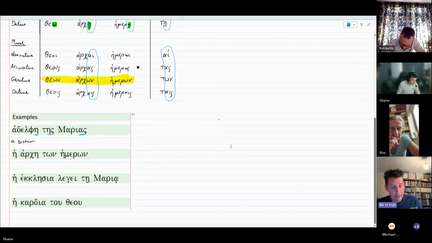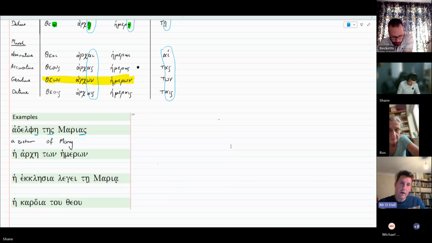Tes, then, is our article, and it's in the genitive, so we want of, and as I just said, this was of Mary. And if you remember, proper nouns tend to have the article in front of them, so it's not of the Mary, we would just translate a sister of Mary. Okay, so the next one down, we've got he arche. So notice the article needs to agree with the noun. They need to agree in their gender and in their case.